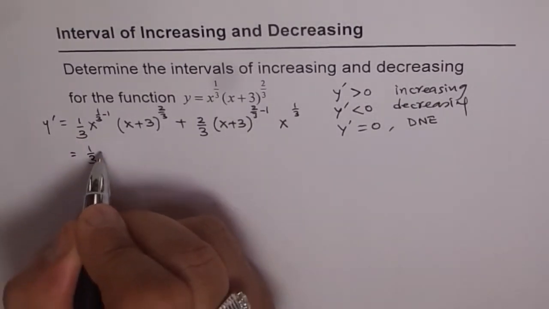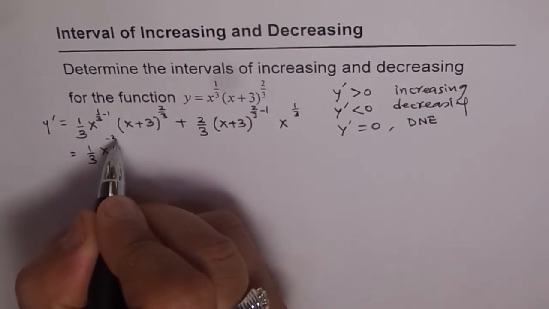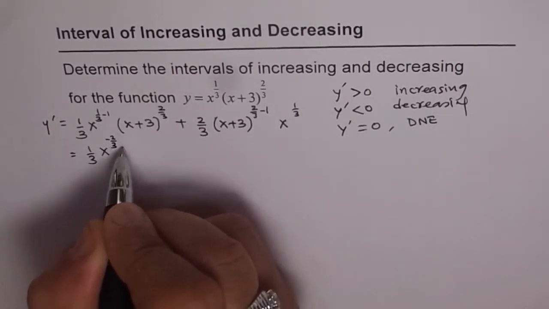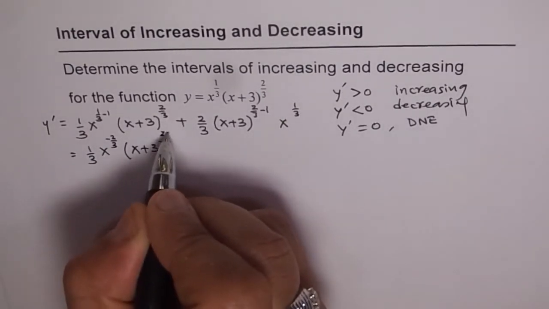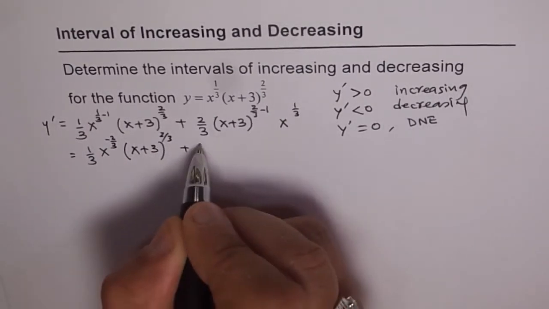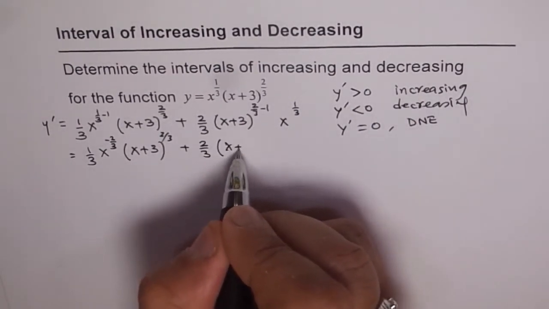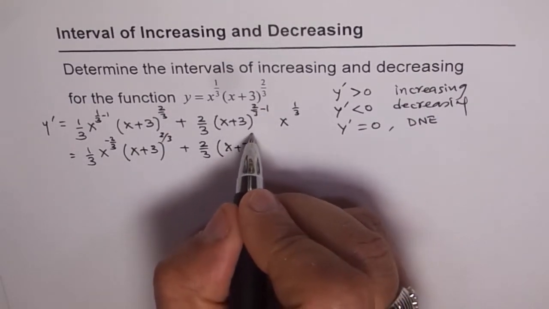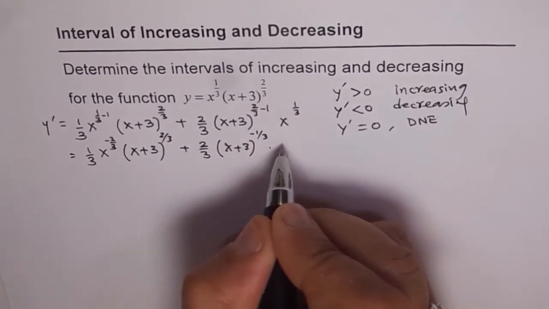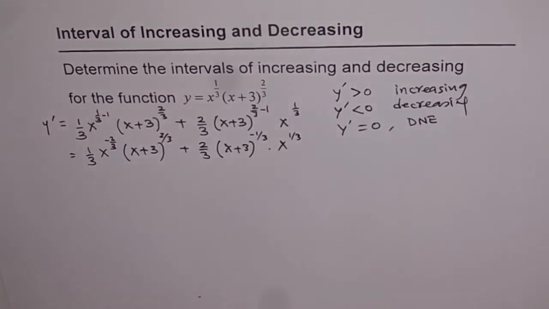So we get 1 over 3 x to the power of 1 minus 3 over 3, which gives minus 2 over 3, times (x plus 3) to the power of 2 over 3, plus 2 over 3 times (x plus 3) to the power of, when you do 2 minus 3 you get minus 1, so minus 1 over 3, times x to the power of 1 over 3. So we got all these radicals.